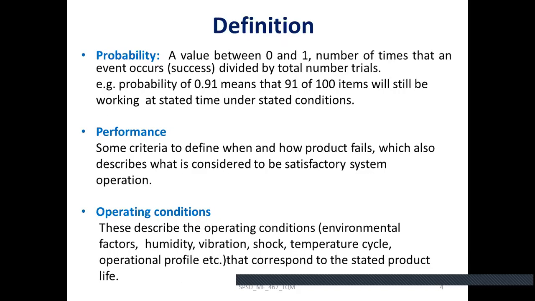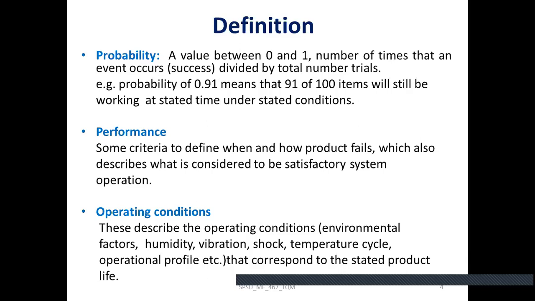Now, these are some important definitions used in reliability. First is probability. Probability is a numerical value between 0 and 1: the number of times that an event occurs successfully divided by the total number of trials. For example, a probability of 0.91 means that 91 of the 100 items will still be working at the stated time under the stated conditions.